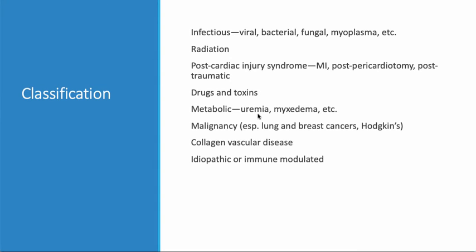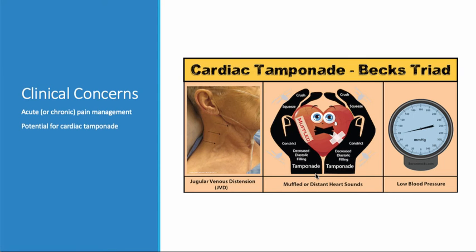There's metabolic reasons too, like uremia and myxedema that can make fluid collect in that pericardial sac. Malignancy, especially lung and breast cancers and Hodgkin's lymphoma, collagen vascular disease, and then oftentimes we get this idiopathic, which generally ends up being attributed to some immune modulated reason.